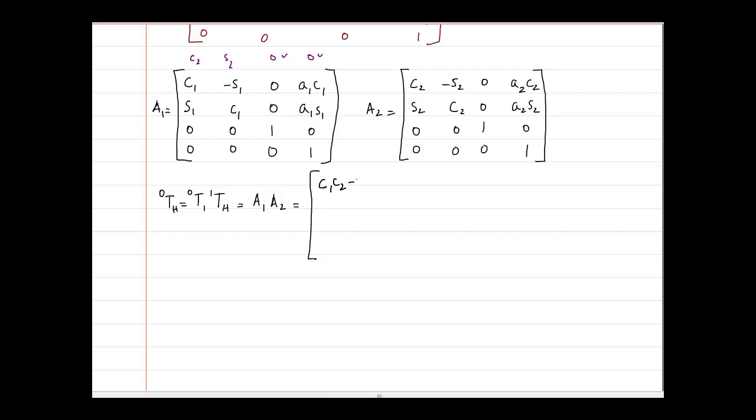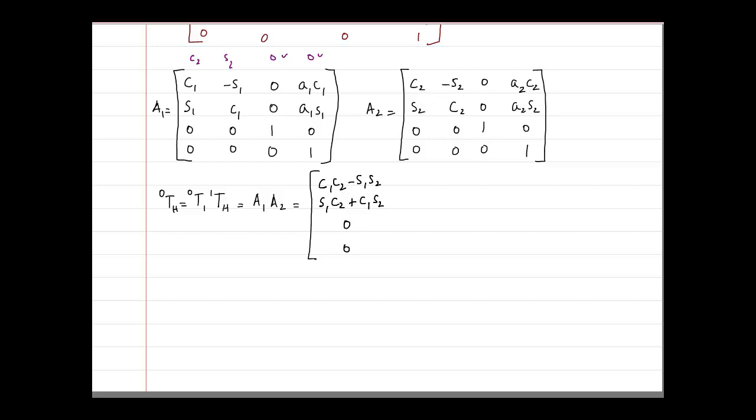c1 c2 minus s1 s2. Then the second row will be s1 c2 plus c1 s2, which is actually sine theta 1 cos theta 2 plus cos theta 1 sine theta 2, and we can reduce that. We already know the sign conventions and all, so we can write it later. And then when you come down, it's all 0, so I will basically write this as 0.